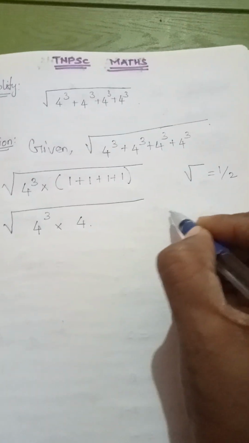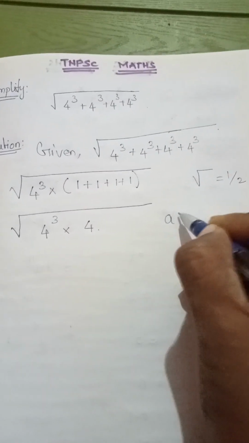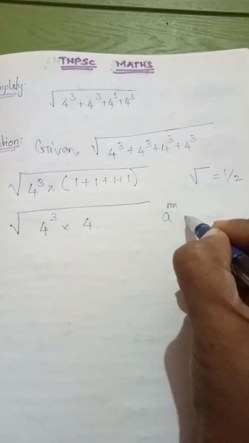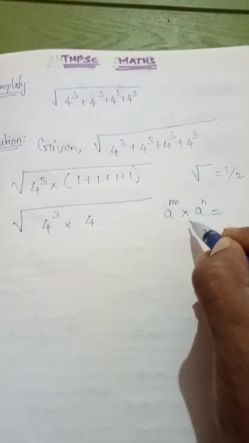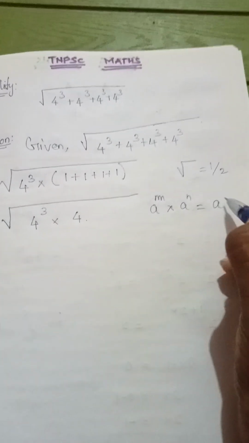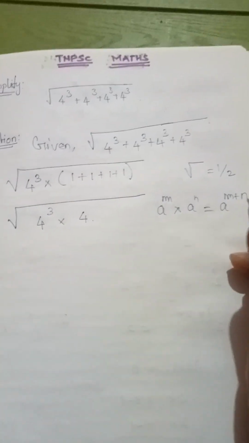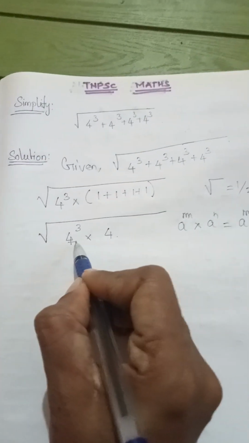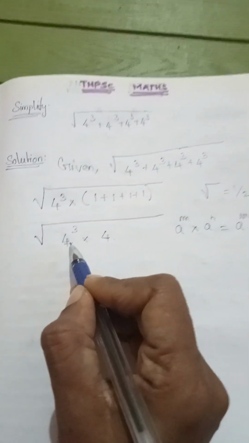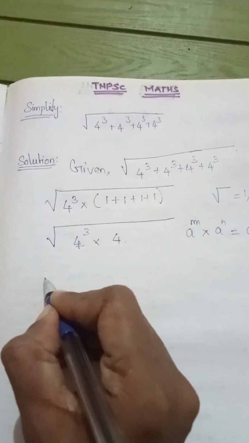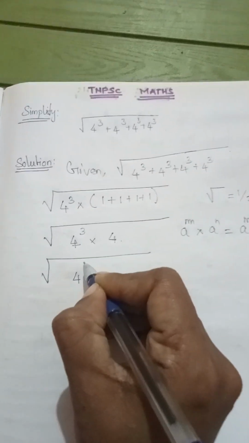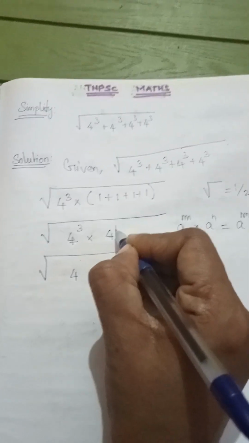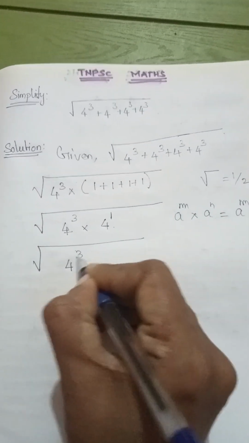Okay. Next one, exponent rule: in multiplication, if the base is the same, you can add the powers. So a power m cross a power n equals a power m plus n. Here the base is the same, 4 and 4, so you can add the powers. Inside the square root, this is 4 power 1. So 3 plus 1.